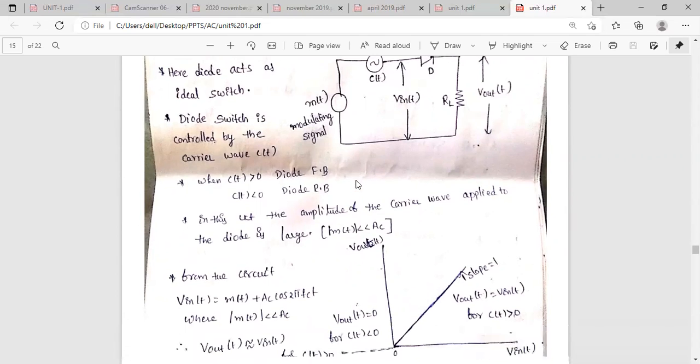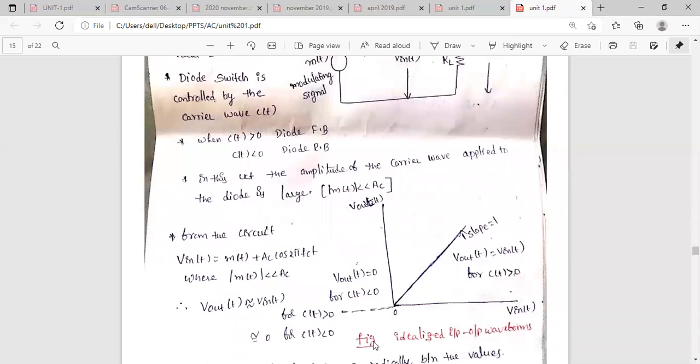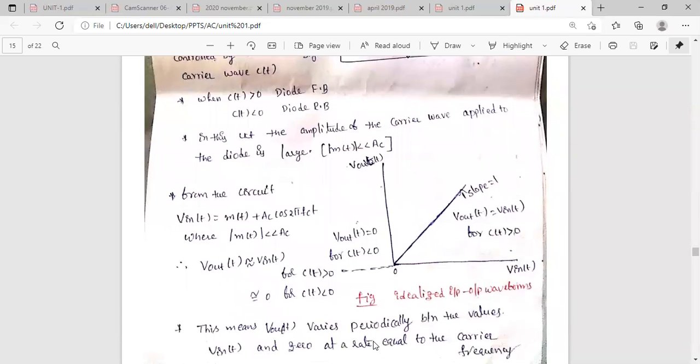So these are the conditions. V_0 is equal to V_in when c(t) is greater than 0, where V_in is equal to m(t) plus c(t). So when greater than 0, the output will be equal to the input. Here a linearity exists between the input and output, and for less than 0, the output will be equal to 0. So it looks like the output waveform is periodic.